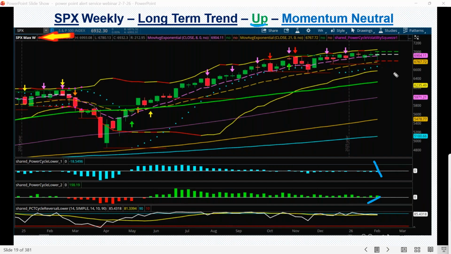I like to follow the 21 exponential moving average kind of for trend, and that's where it is. It's still above that 21 exponential with the next key moving average down here, the 50 simple. All right, so the trend is still up, but momentum is neutral.